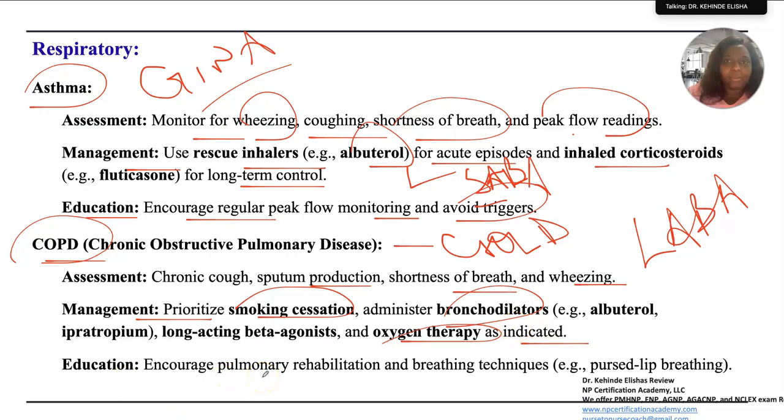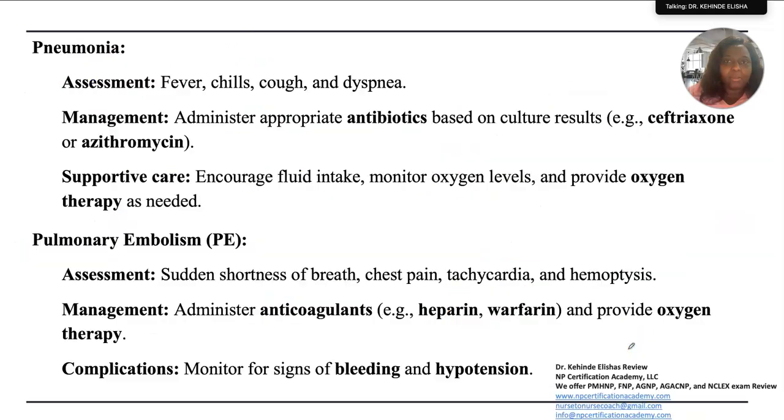Education: for every exam level, you have to learn to educate. They will test your skills as providers to see if you know how to educate. And don't forget, even if you want to delegate education, you have to know who to delegate it to. You can delegate it if they're already educated and you want to re-educate. So encourage pulmonary rehabilitation and breathing techniques. Tell them to do pursed-lip breathing, to take it easy and take it slow.